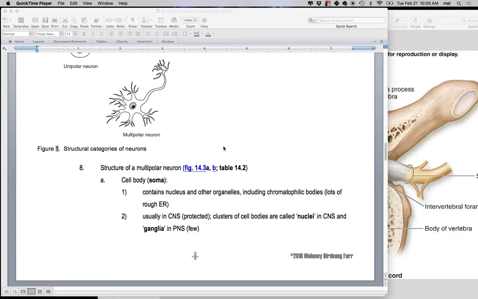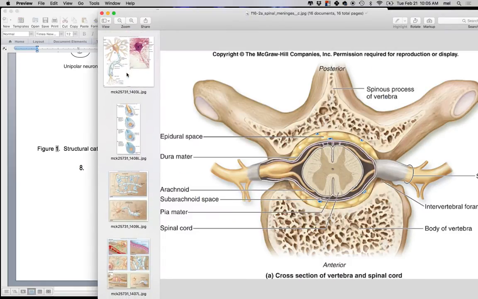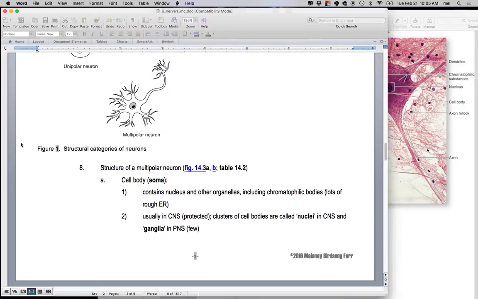Okay, so we are going to finish this set of notes today. We'll briefly start on the other one. We're not doing anything hard about the brain today. We're just getting the basic protections of the brain. Okay, so what we were doing last time is we finished with talking about structural categories of neurons, and today we're going to look in depth at a multipolar neuron.